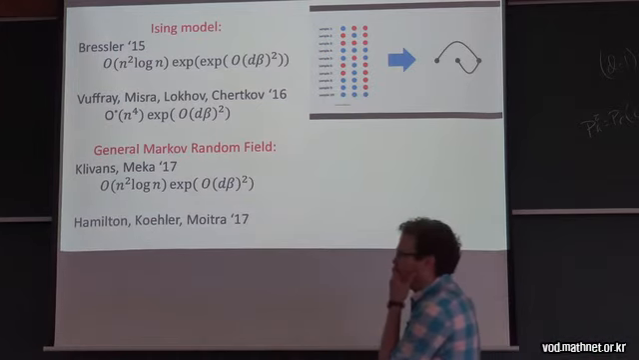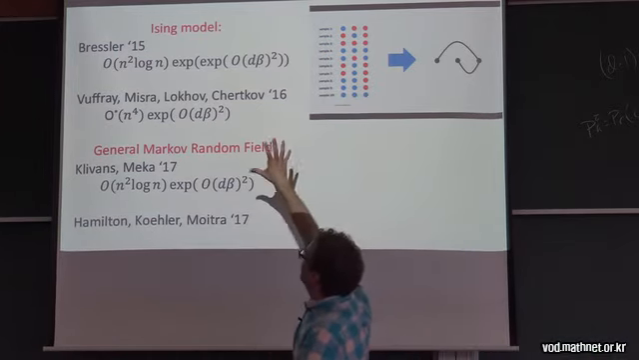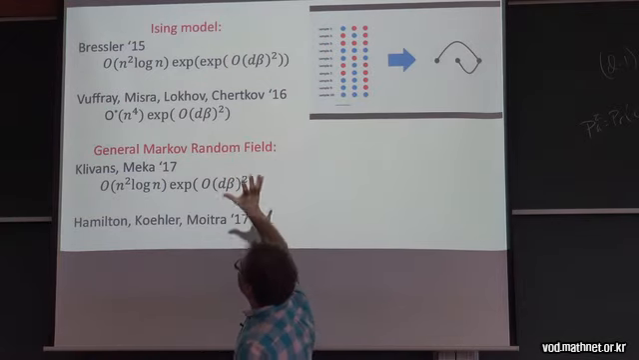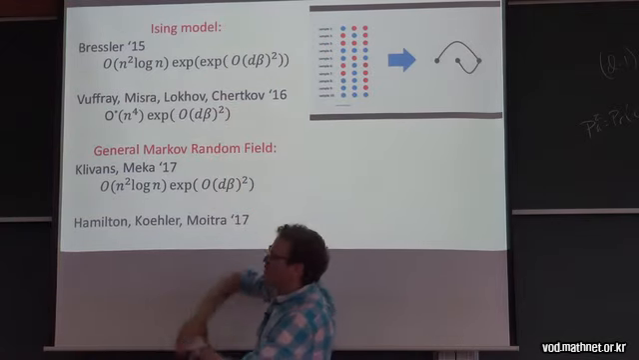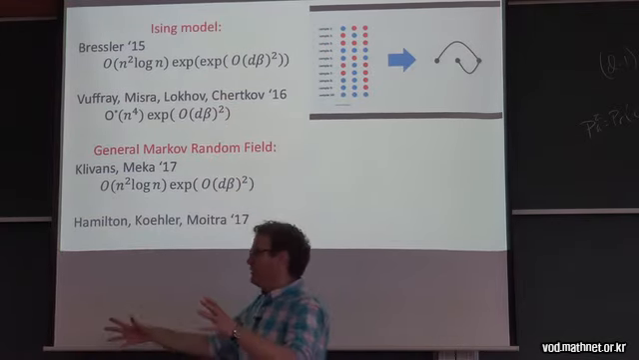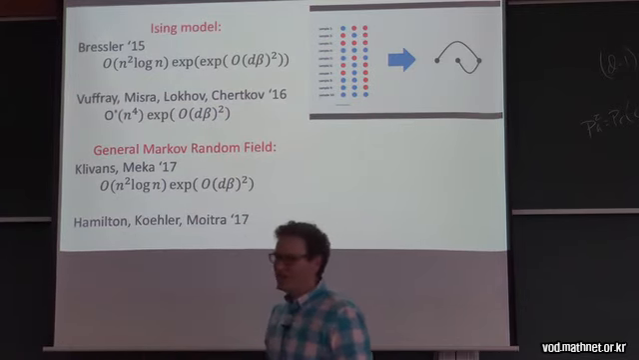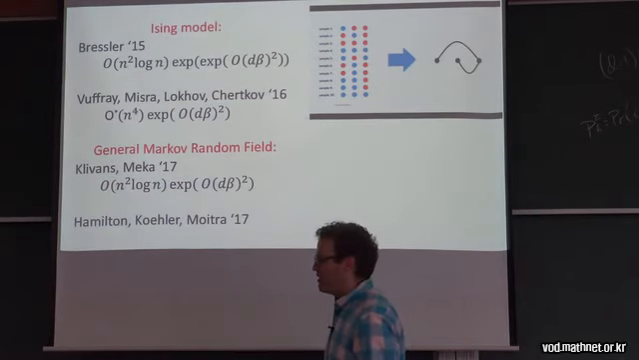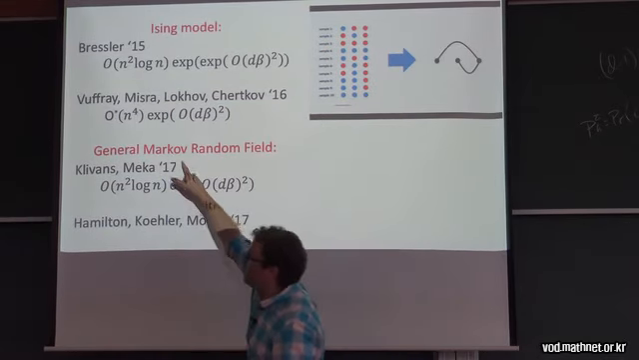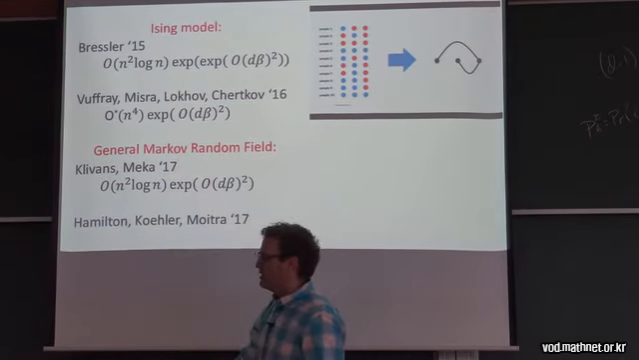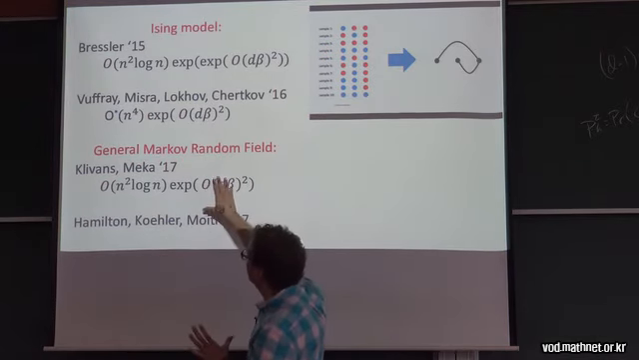These two models are different? No, well, that was just the Ising model, and this is more general. This is like any model, in some sense, except colorings. Yeah, I'll explain more about what this means, the general Markov random field, in the next slide. But yes, this is more general.